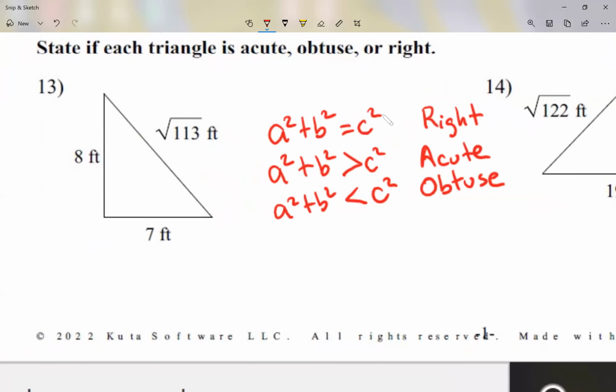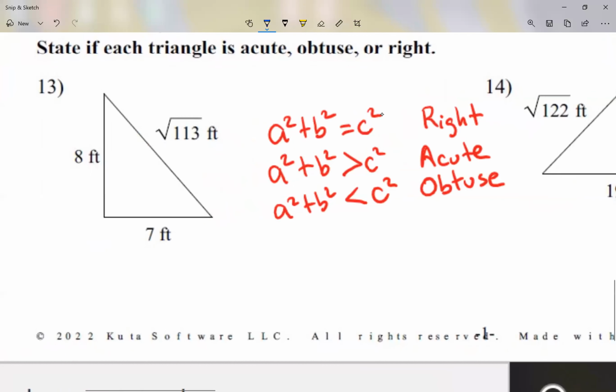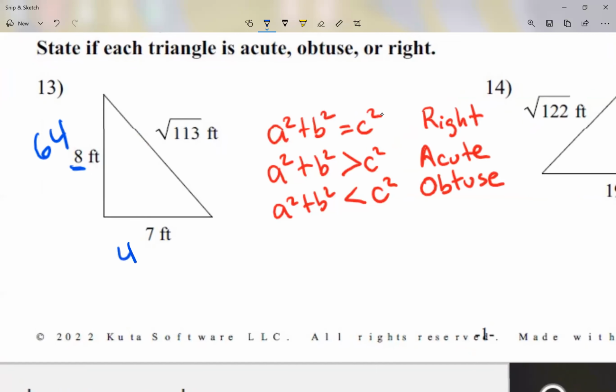Now I'm squaring everything. If you notice on the rules, I have a squared, b squared, c squared. I'm squaring everything. So to begin with, let me square all my numbers. When I look at 8 squared, right, 8 squared is 64. So I'm going to square everything. 7 squared is 49.